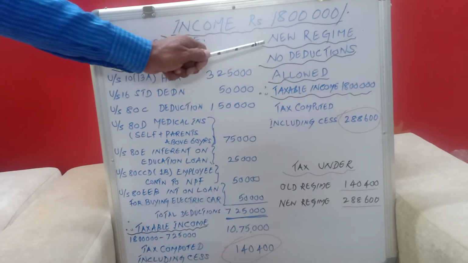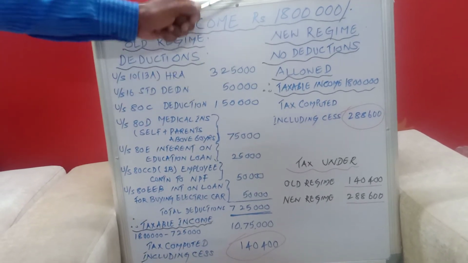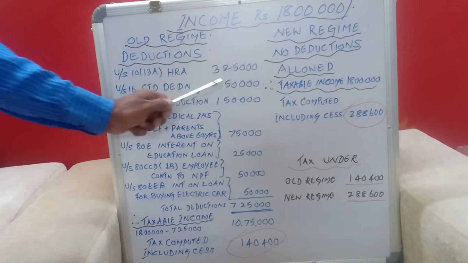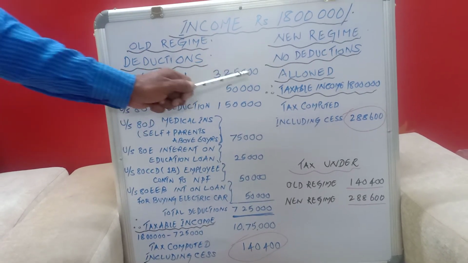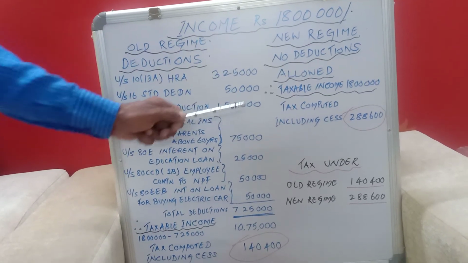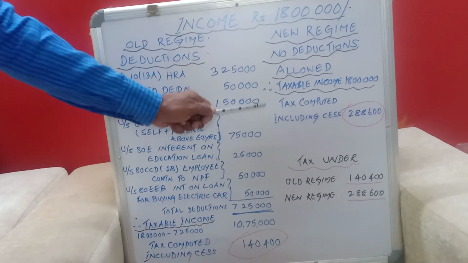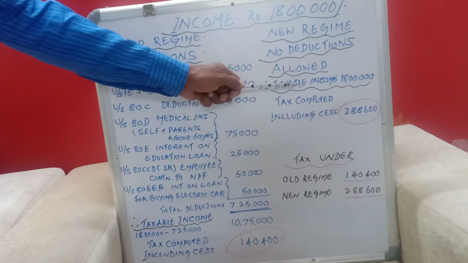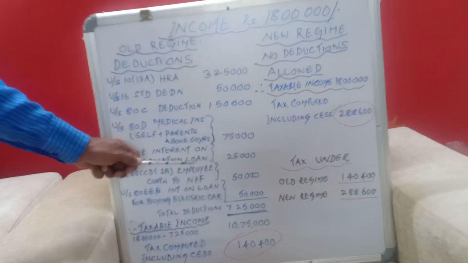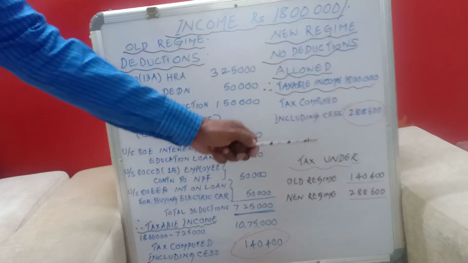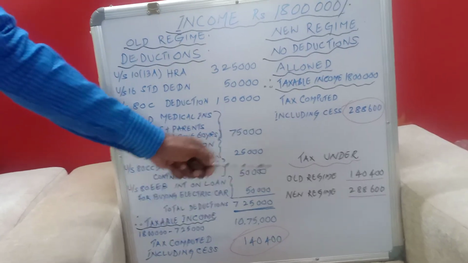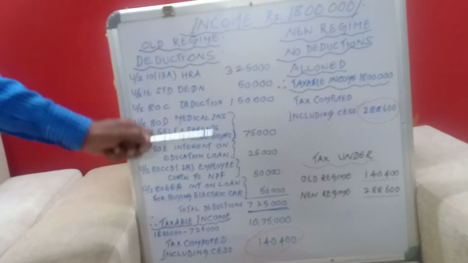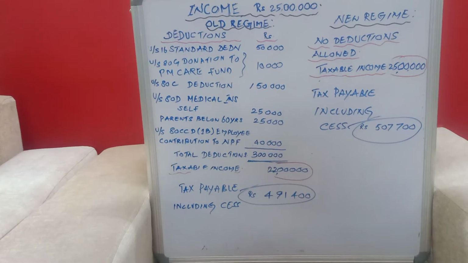In the same example of 18 lakhs, now we will take up the new regime. No deductions are allowed, therefore the taxable income is the same 18 lakhs. By applying the rules, up to 2,50,000 nil, next 2,50,000 at 5%, etc., the tax computed including cess comes to 2,88,600. Now you judge. Under the old regime 1,40,400, under the new regime almost double, 2,88,600. Now we will take up another illustration.